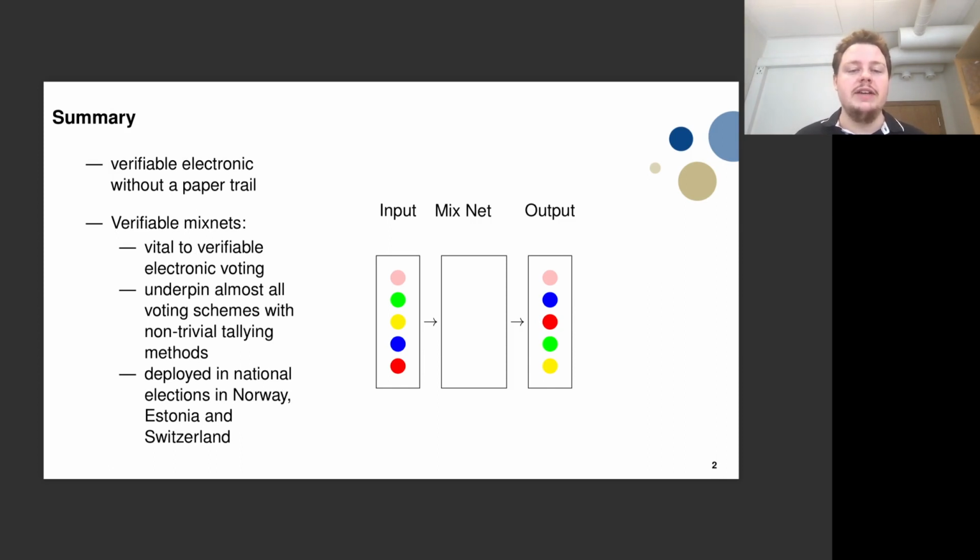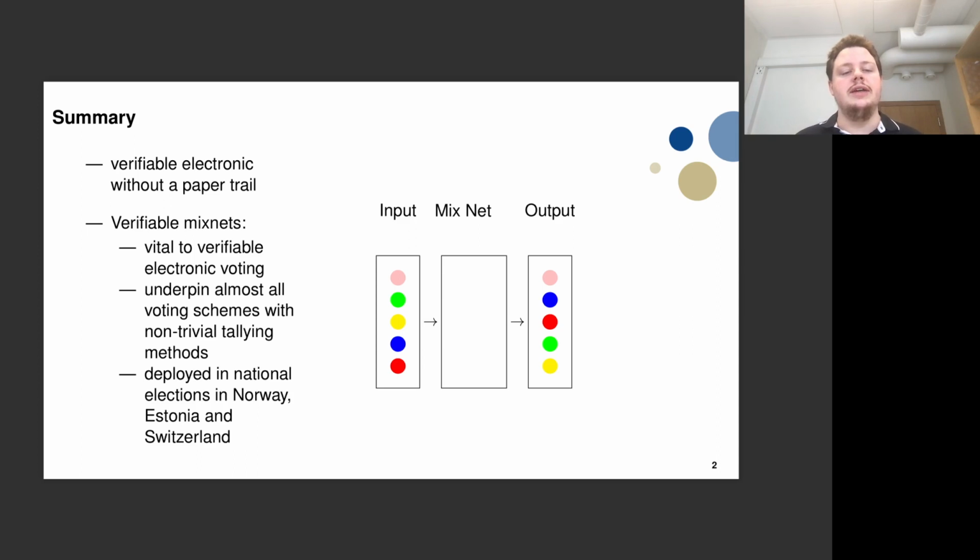And the basic idea is they take a vector of inputs, they mix it, and they create a vector of outputs. So you basically have ballots coming in, being randomized in their order, and then coming out again. This is very similar to how ballot boxes work in traditional voting. So these underpin almost all voting schemes with non-trivial tally methods, for example, single transferable votes, instant runoff voting, all this kind of stuff.